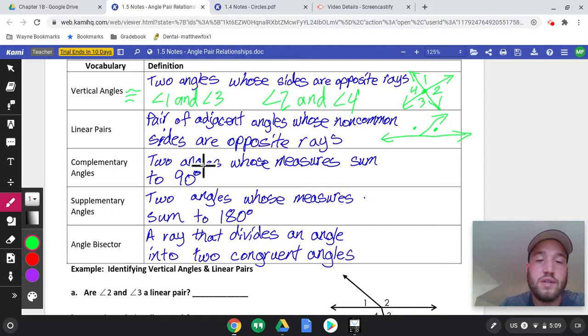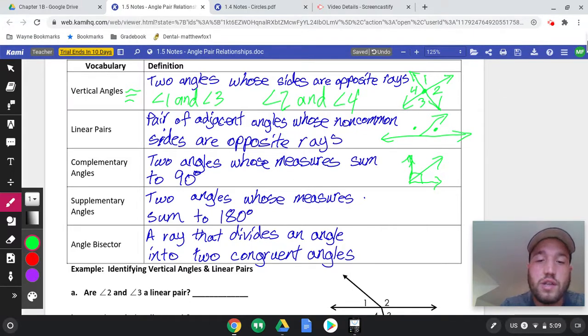Complementary angles. This is when we have two angles whose measures sum to 90 degrees. Okay. So, a couple ways we could have it. They could be adjacent, and if that was the case, it's going to look something like this, where those two angles will add up to 90, as we see by this box. They're adjacent, but they add up to 90, so they are complementary.